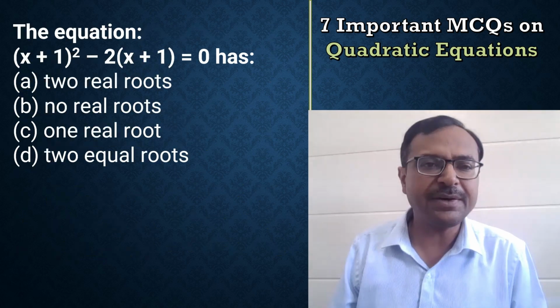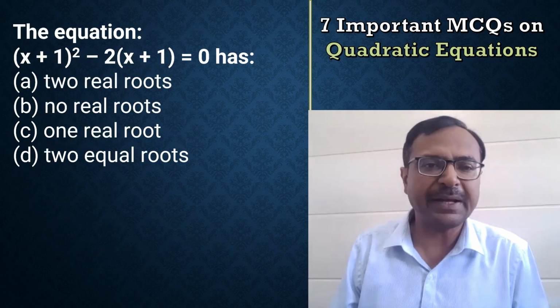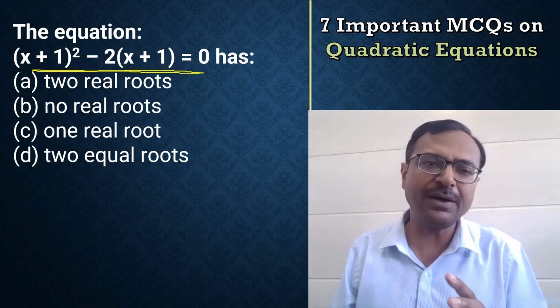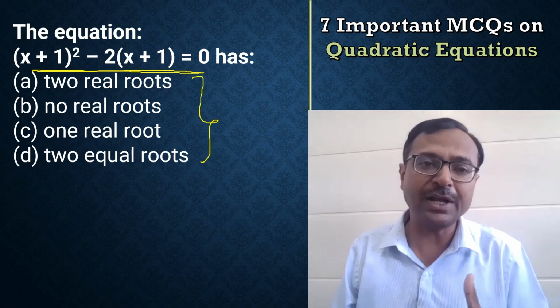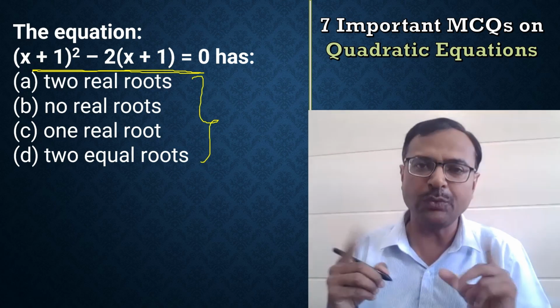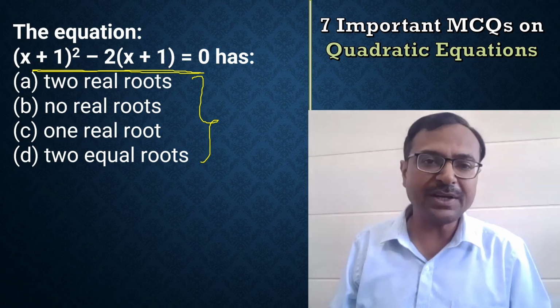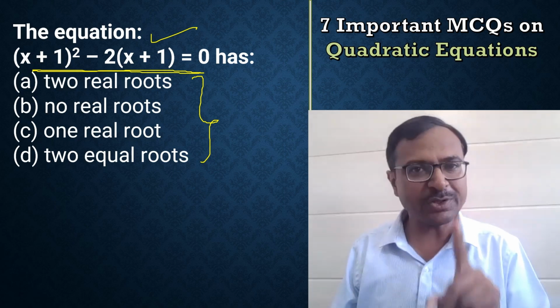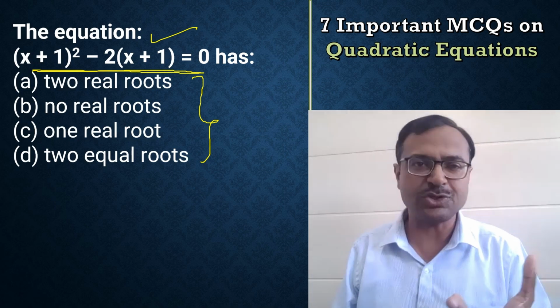Let's see the next question here. X plus 1 whole square minus twice of x plus 1 equal to 0. Now he wants us to find the nature of roots again. 2 real roots, no real roots, 1 real root, 2 equal roots. So you can do it in 2 ways. One, reduce the equation to quadratic form and then find the discriminant. Based on the value of discriminant, you can find out the nature of roots.